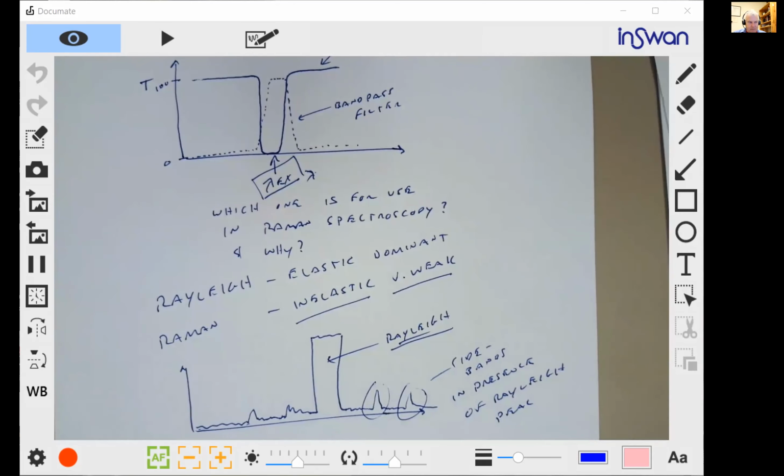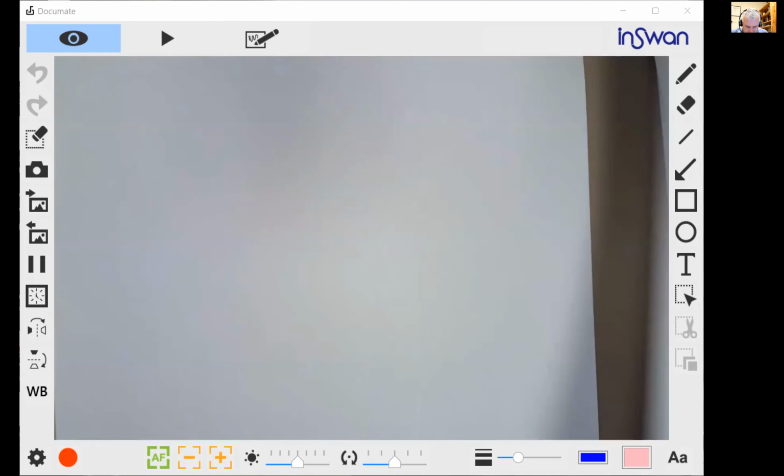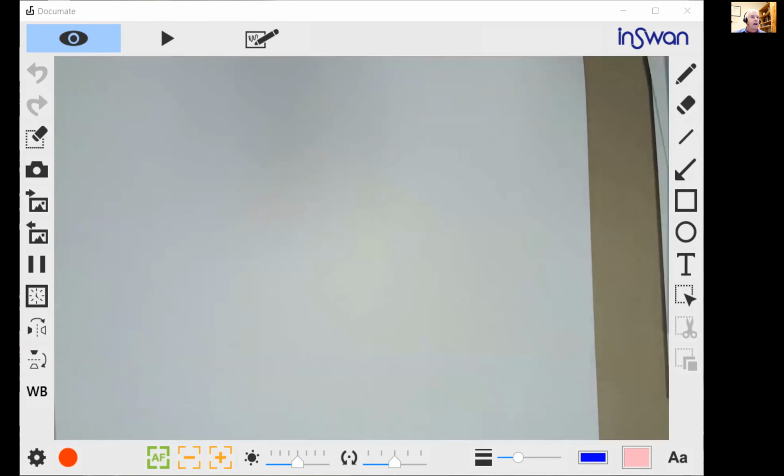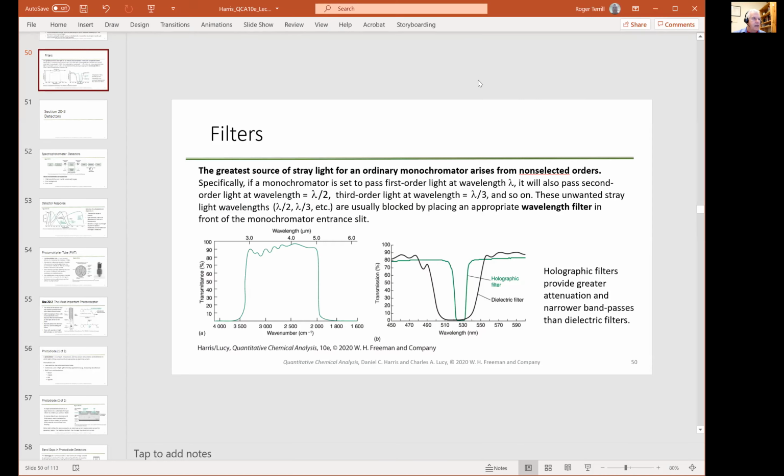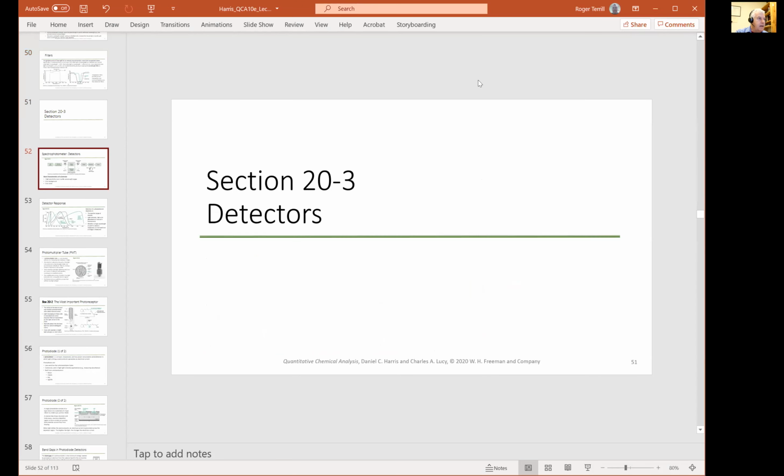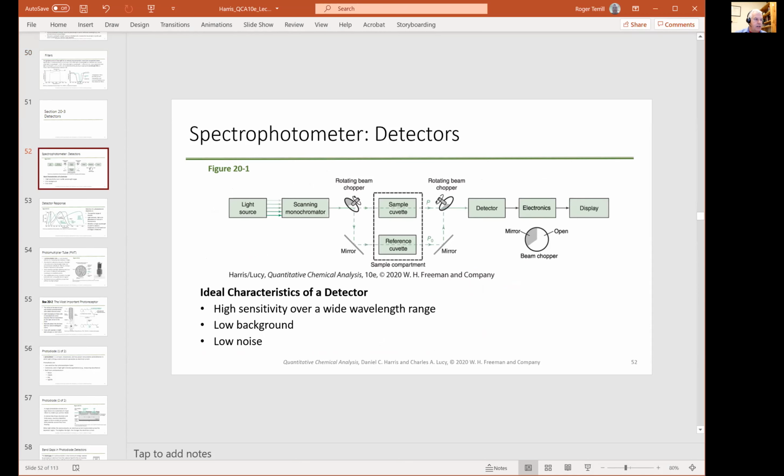So, in any case, good job. And now let's move on to detectors. I'm going to give you guys a whirlwind tour of a couple types of detectors here. The detector is this element right here. Ideally it will be sensitive over a wide wavelength range, low background, and low noise. These are basically the characteristics you want in any detector, right?